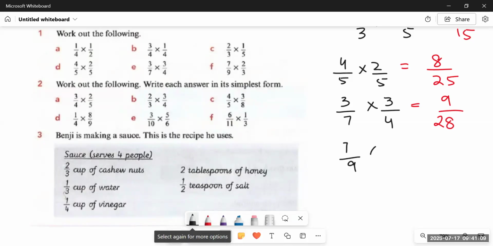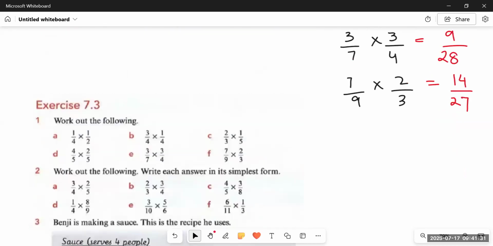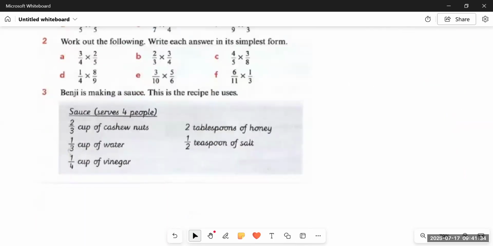It's 7 upon 9 multiplied by 2 upon 3. 27, 14 upon 27. And you can see in the answers as well, 8 upon 25, 9 upon 28, 14 upon 27. We can't simplify any of the numerators with the denominators, because before multiplication we can't simplify any of the numbers, any of the numerators with the denominator. So in the answer, we can't do that.